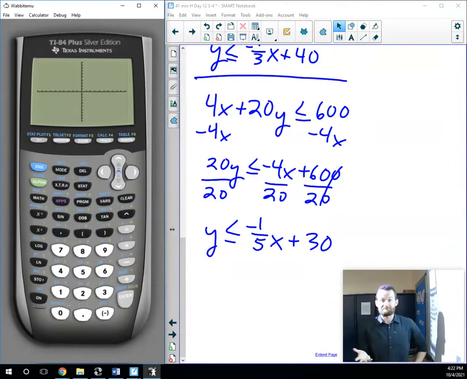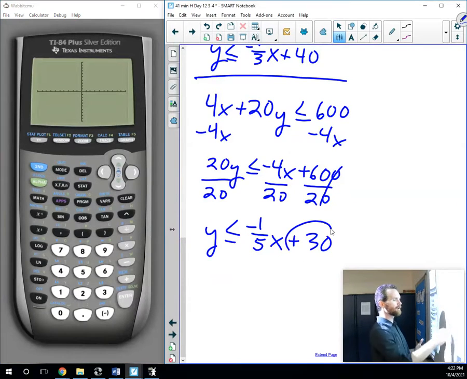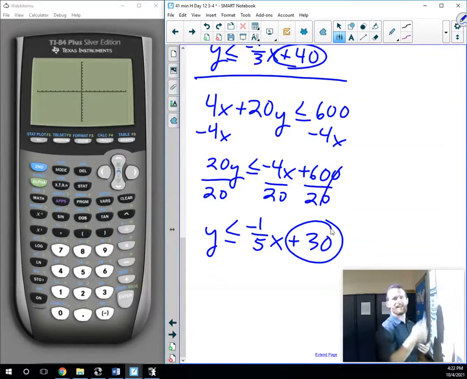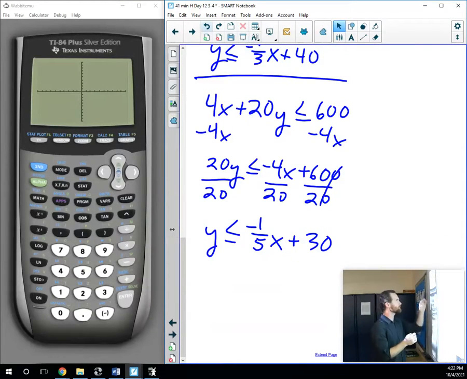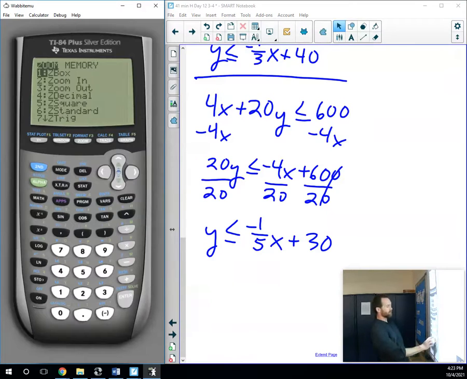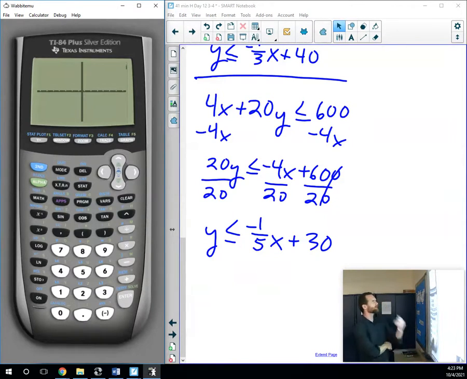And we see nothing. There's nothing on the calculator, which honestly shouldn't surprise us if we're thinking about what we're entering in. Look at our y-intercepts. We got a 30 and a 40. These are way, way off of our window. So let's zoom out. I'm going to hit zoom, go to zoom out. We can just zoom out around the origin. That's probably okay.